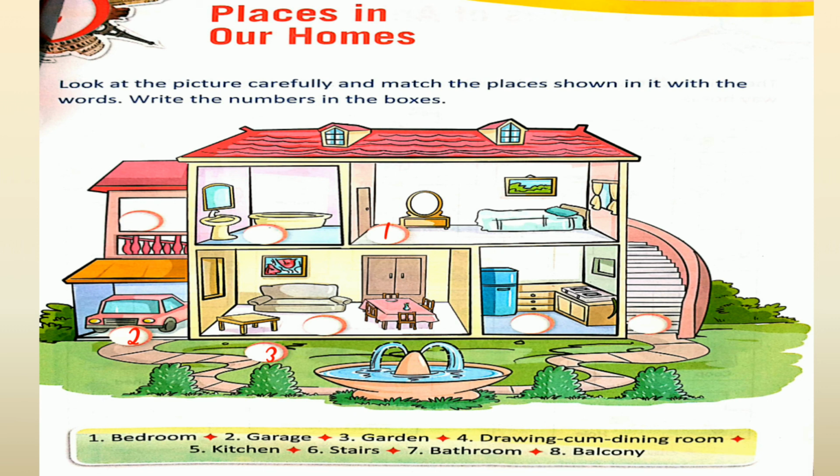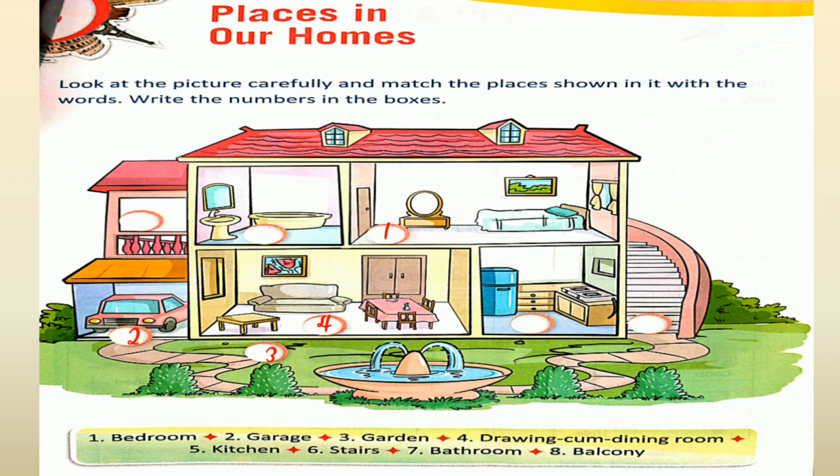Then number 4, drawing cum dining room. Where is the drawing room? Yes, this is the place for the drawing room. Here we can find a table, sofa and many things. Here we can write the number 4. Number 4 is for drawing room or dining room. Everyone write with me. Okay, children, very good.